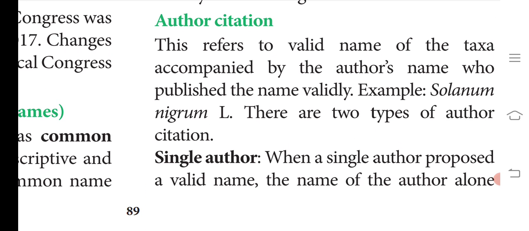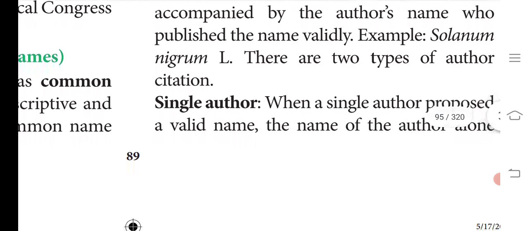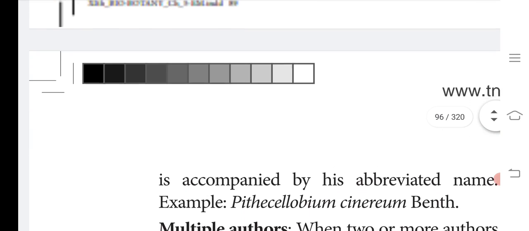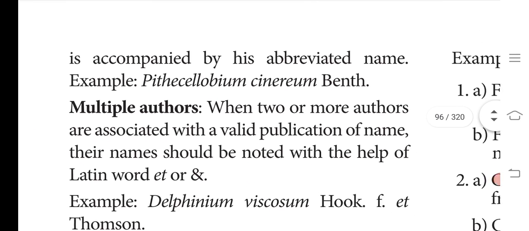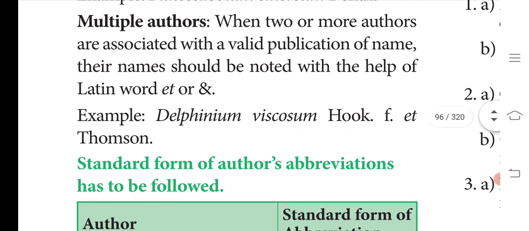Author citation refers to the valid name of the taxon accompanied by the name of the author who published the name validly. Example, Solanum nigrum. There are two types of author citation. Single author: when one author proposed a valid name, the name of the author alone is given, accompanied by the abbreviation of the name. Do you follow? Benth. is the name of the scientist. That is also given after the name of the particular species.